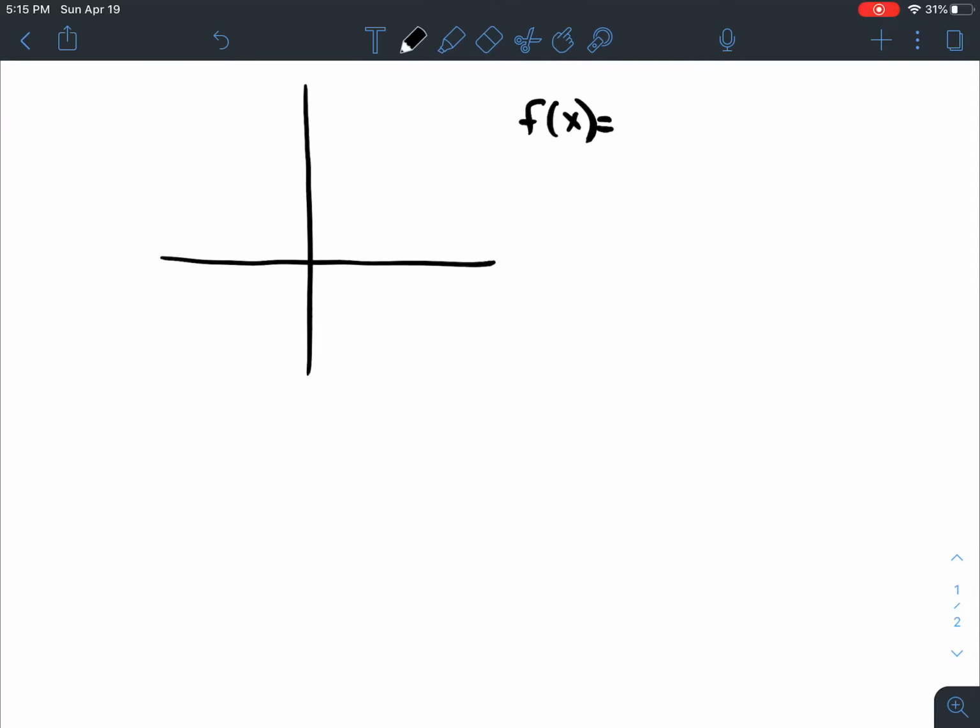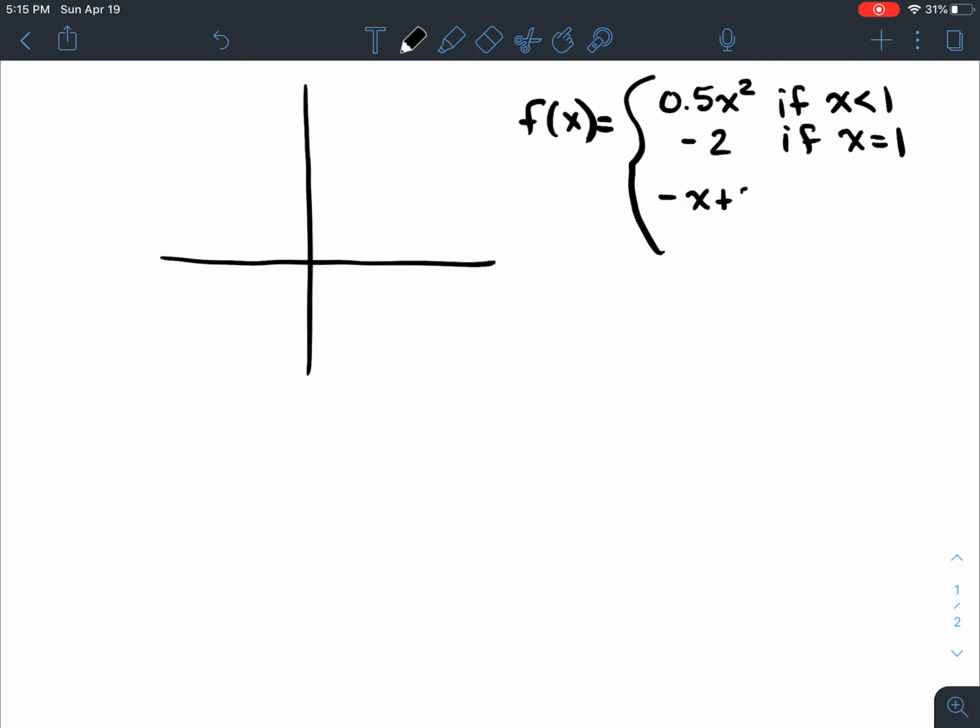It's going to be a piecewise function. So right away, you know it's not going to be continuous. So let's say we have 0.5x² if x is less than 1. It equals -2 if x equals 1. And it equals -x + 3 if x is greater than 1. So if we just wanted to sketch this out, looks like x equals 1 is our big value here.